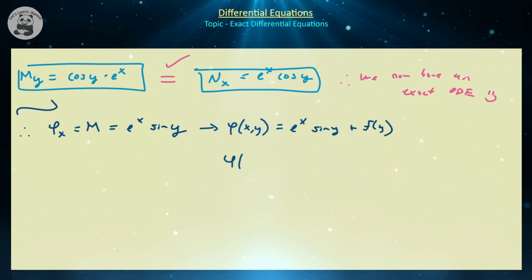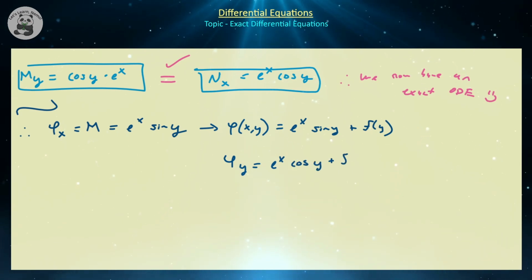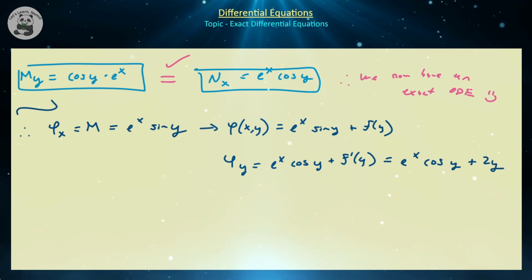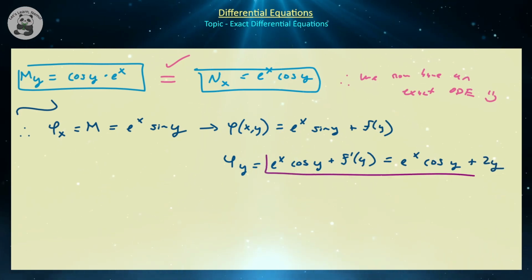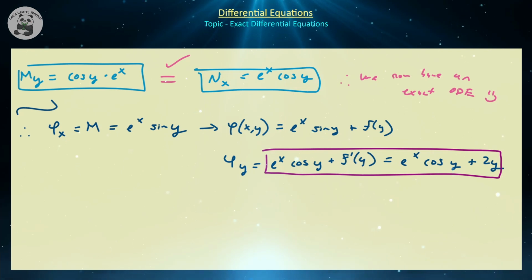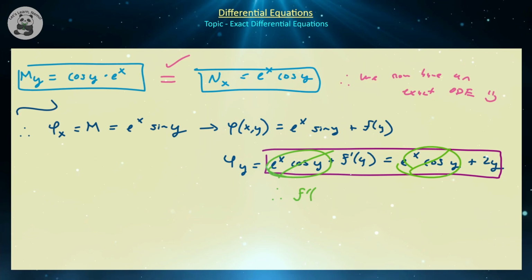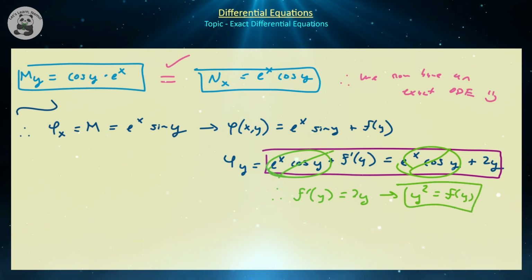And then we're going to take the partial derivative of phi with respect to y, and that's going to be equal to n. So we're going to have e to the x cosine of y plus f prime of y, and that's going to be equal to n, and our new n was e to the x cosine of y plus 2y. Now we just need to figure out what that f is, and notice that this e to the x cosine y does cancel out, and we're just left with f prime of y is equal to 2y, which means that our function f is just equal to y squared.